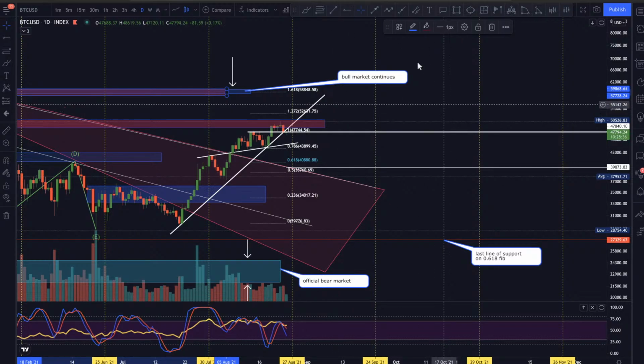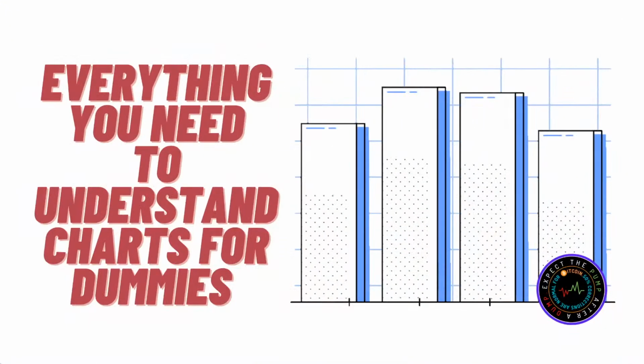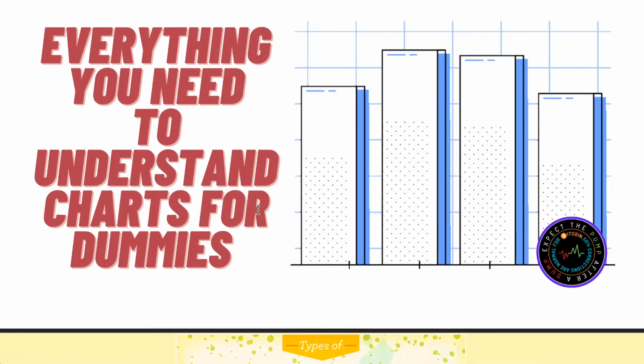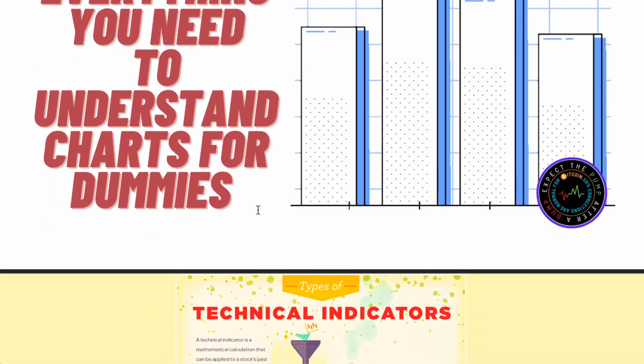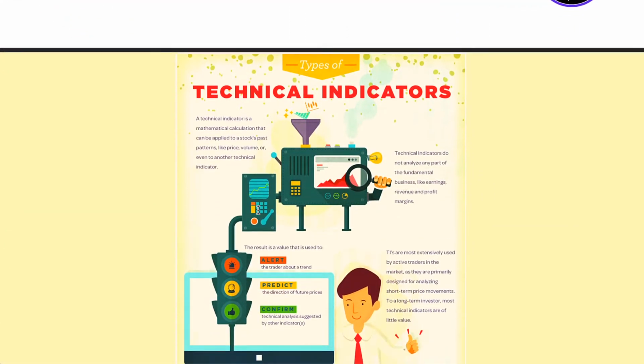Now let's move over to the next thing, and I know you guys are probably getting bored, so let's open this up for you. This is what it is. I've titled it Everything You Need to Understand, Charts for Dummies. This is only going to show you technical indicators, one of the major ones, and it's a PDF, so you can read it in your own time, save it, do whatever you want.